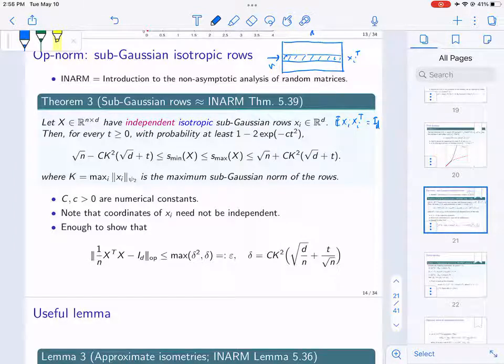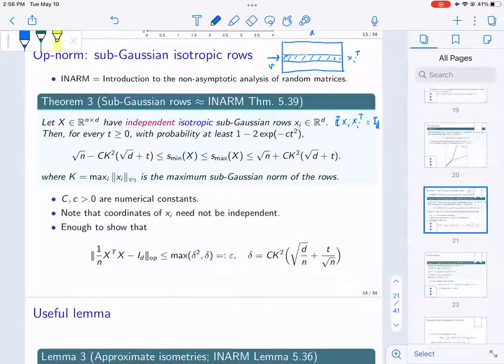So this result can be recovered from the previous result by noting that it's just enough to show a bound like this. For this, it's enough to show that the operator norm of 1 over n X transpose X minus identity is bounded by the max of delta squared and delta, where delta is this. So if something like this holds, then this holds, and then this basically is what we have shown.